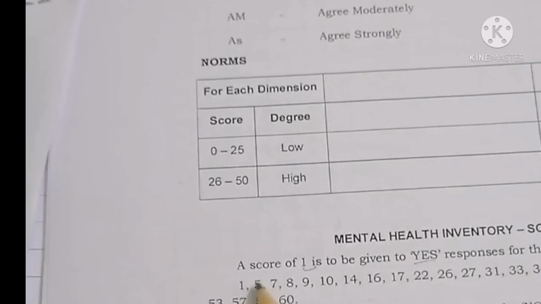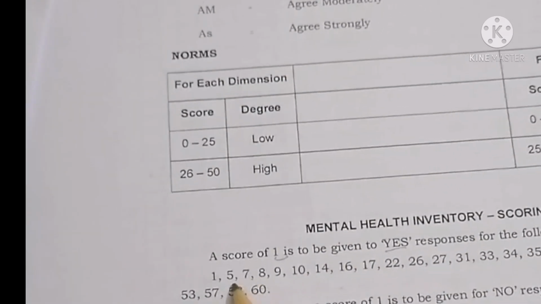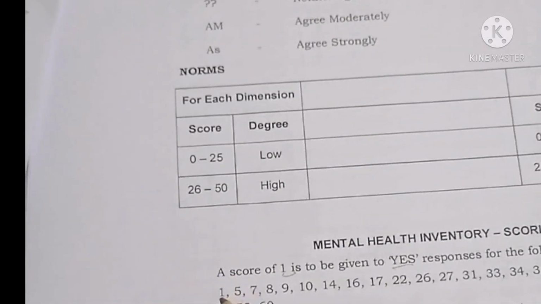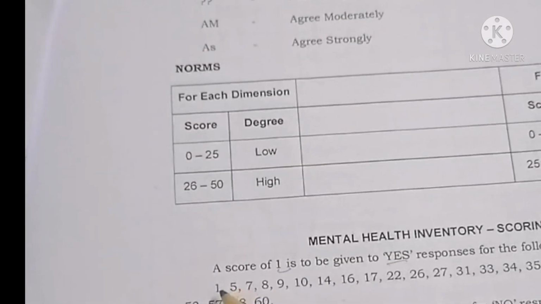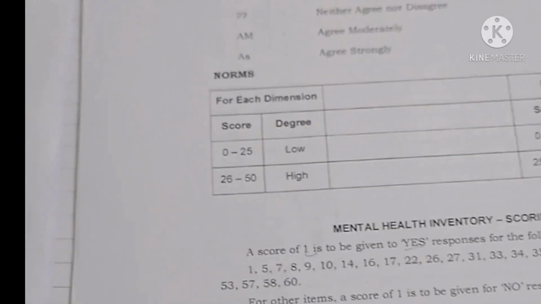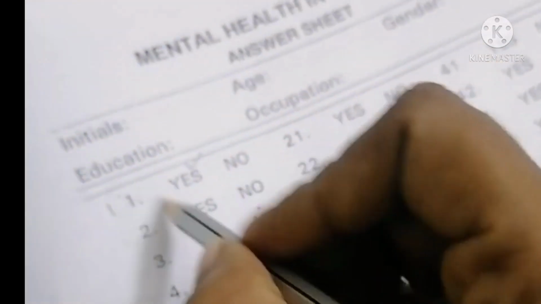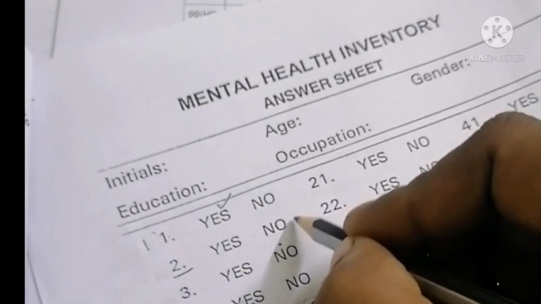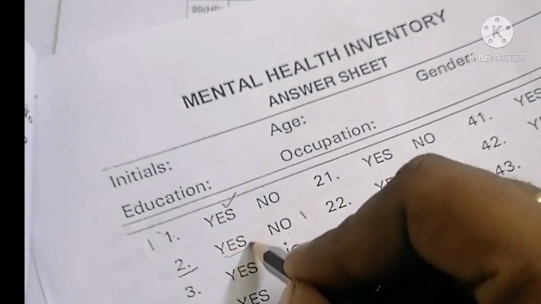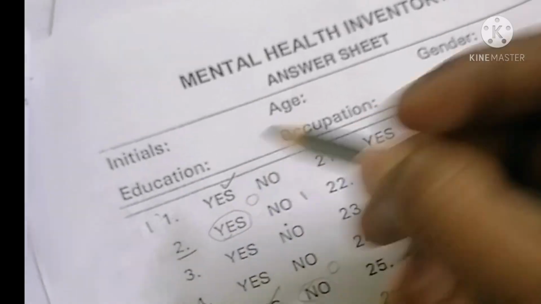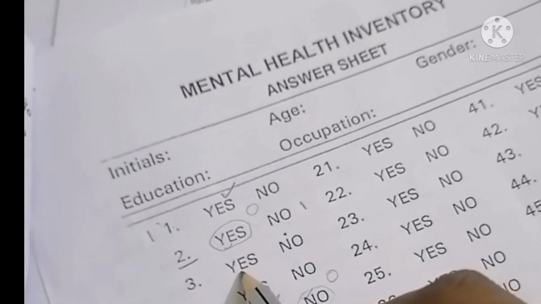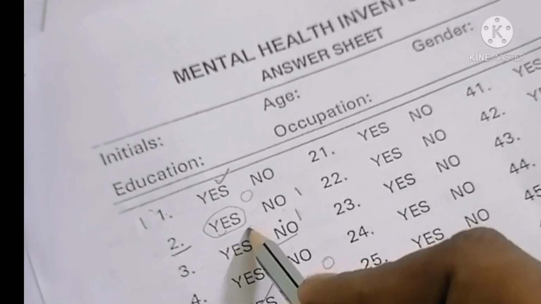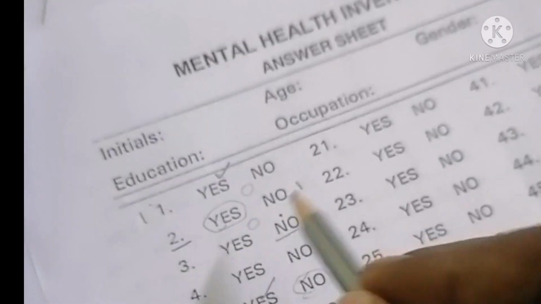The remaining numbers, the missing ones, are the negative responses. For example, if 1 and 5 are there, then 2, 3, 4 are the negative responses. So if in the second question your answer is no, it will be 1 mark. If your answer is yes, it will be 0. In the third question, if your answer is no, it will be 1, and if yes, it will be 0.